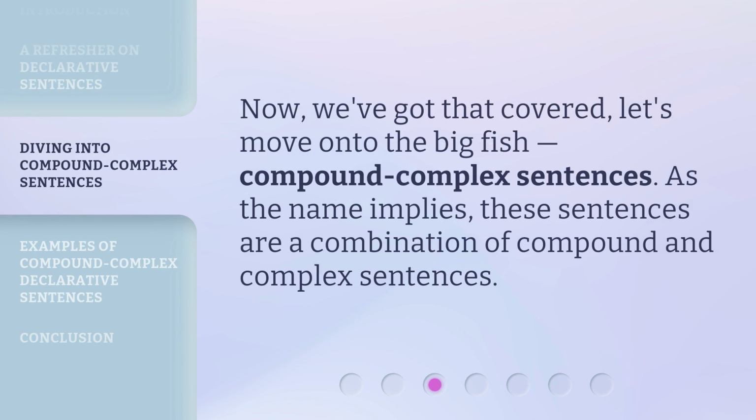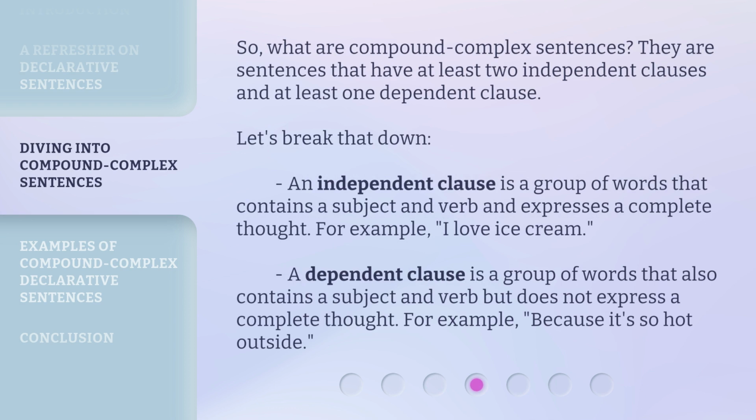Now, we've got that covered. Let's move on to the big fish, compound complex sentences. As the name implies, these sentences are a combination of compound and complex sentences. So, what are compound complex sentences? They are sentences that have at least two independent clauses and at least one dependent clause.